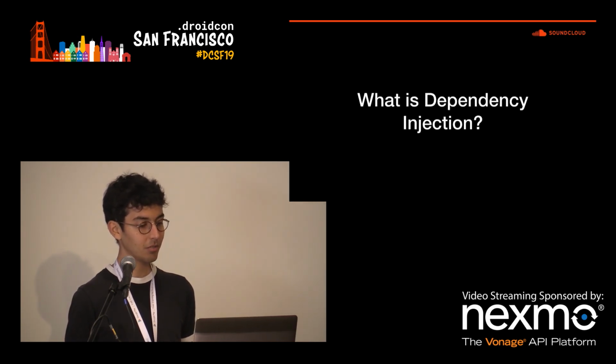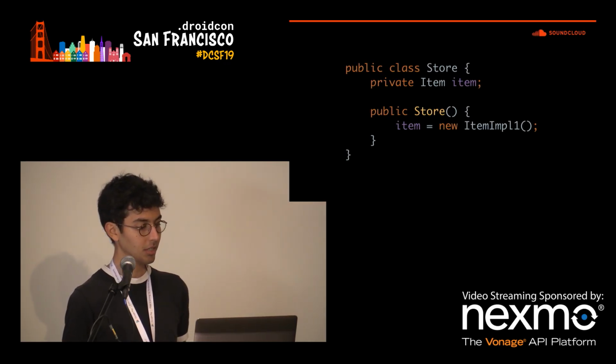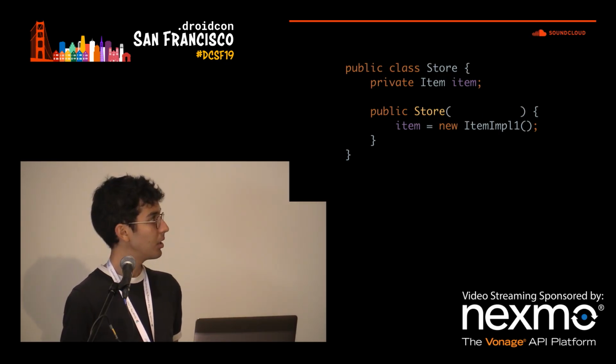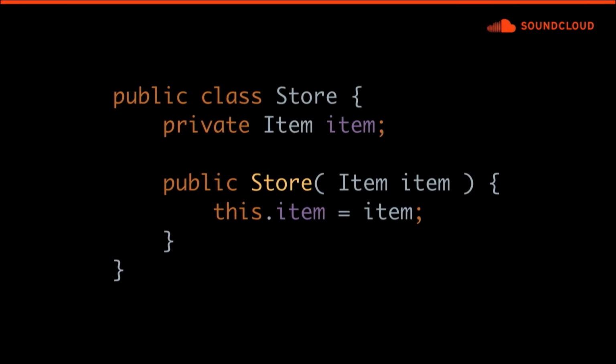All right, so before I explain what Dagger Reflect is, we need to understand why and how we got here. So let's start with a brief history of dependency injection. If you have a simple class like this, a store that depends on an item, the way you would implement dependency injection is you would pass the item into the constructor. And that's just, very simply, the dependency inversion principle.